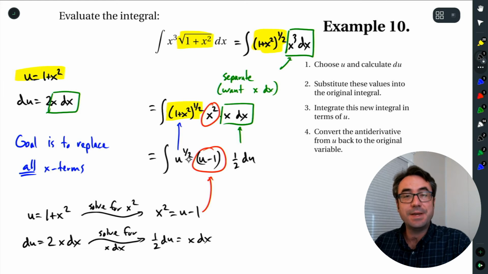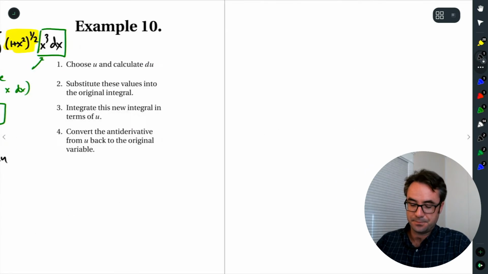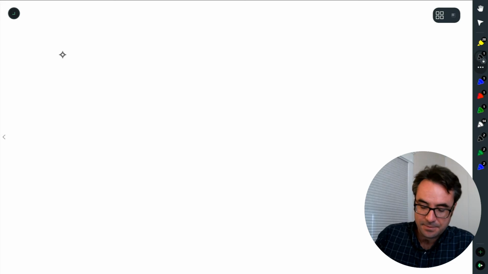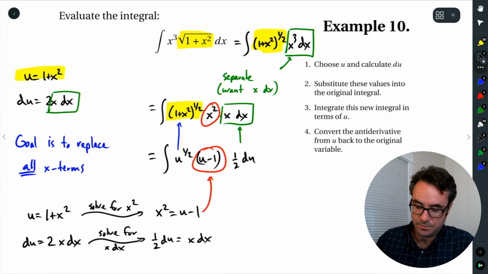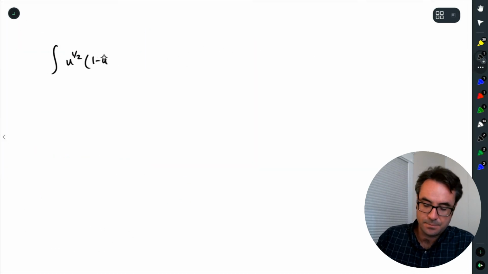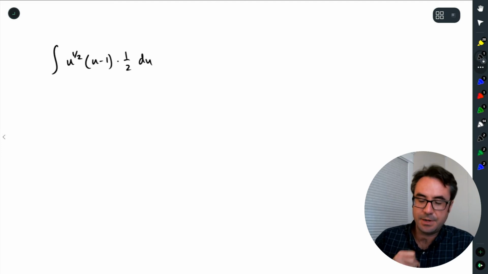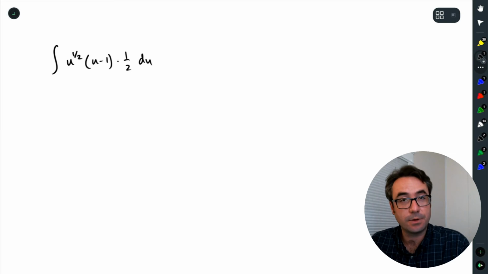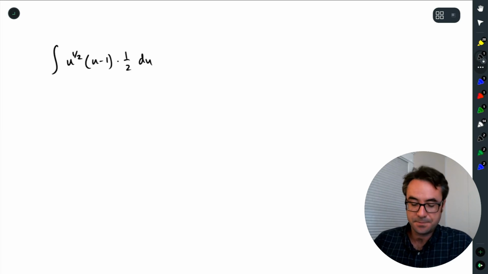And what we can do next is we can actually multiply all this out. So we've gotten our integral now where it's all in terms of u. So let's look at, we're doing the integral of u raised to the 1/2, u minus 1 times 1/2 du. And we want to do this integral. Now it's a brand new integral. So how are we going to do this?